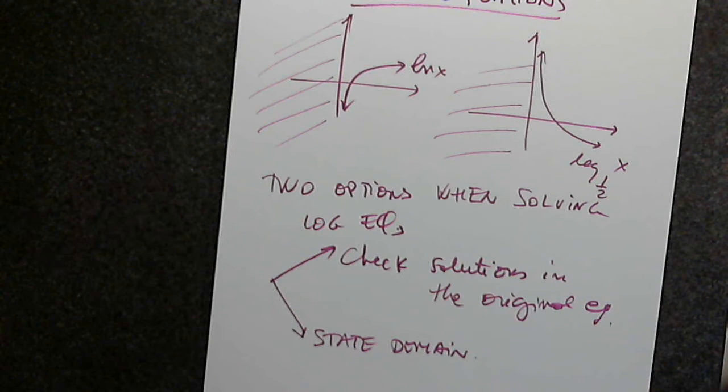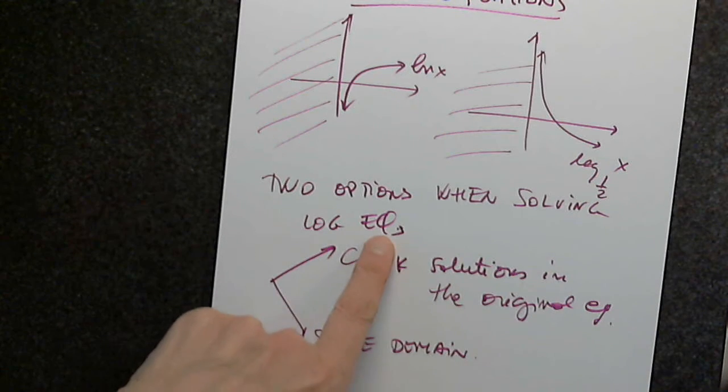But you don't have to be consistent. You can solve the first problem with checking solutions and the second one with stating a domain. But you always have to use one or the other when solving log equations.